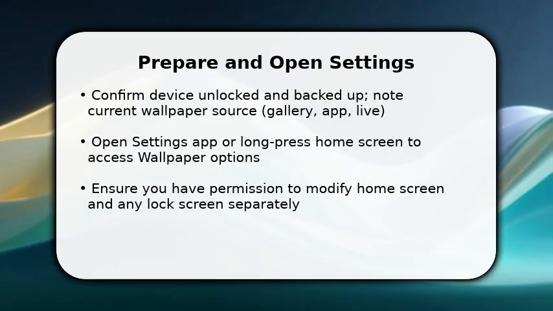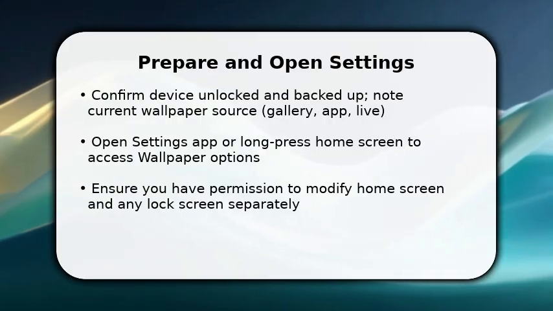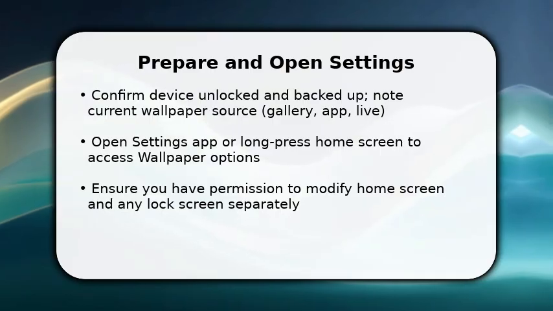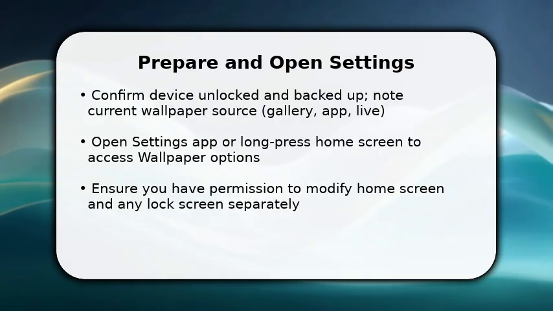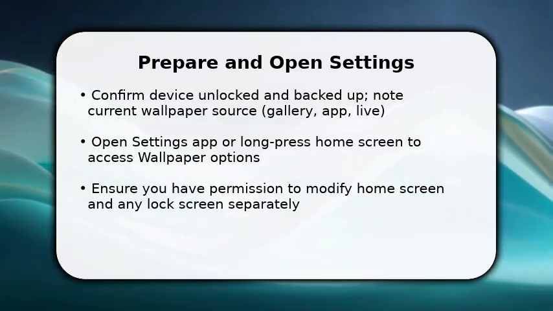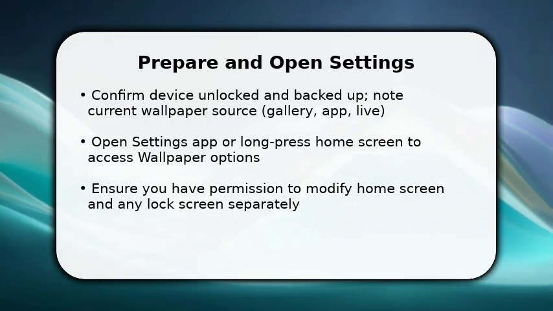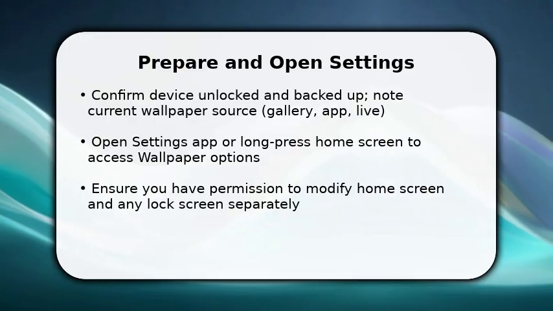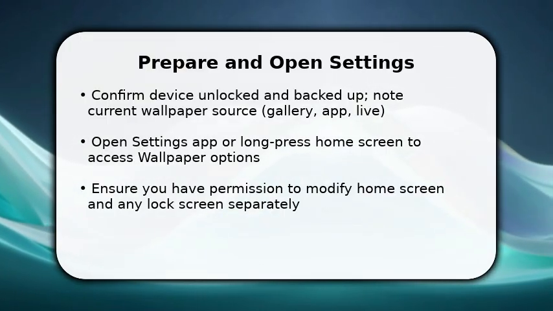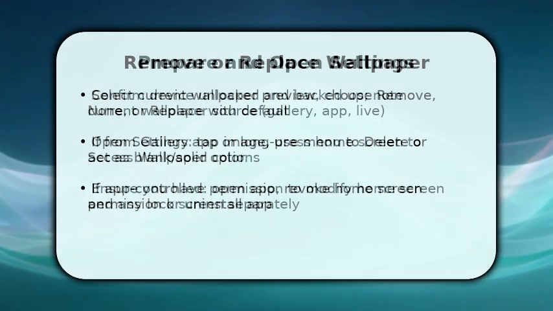Enjoy the video. You'll start immediately by confirming the device is unlocked and that your photos or settings are backed up. This protects you if anything goes wrong. Next, open Settings or long press the home screen to access wallpaper options. Once there, identify whether the wallpaper comes from Gallery, a third-party app, or is a live image. Make sure you have permission to modify home and lock screens separately so you won't be blocked when removing or replacing the image.